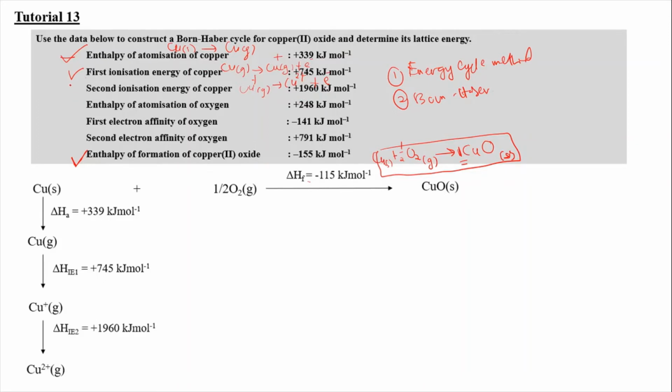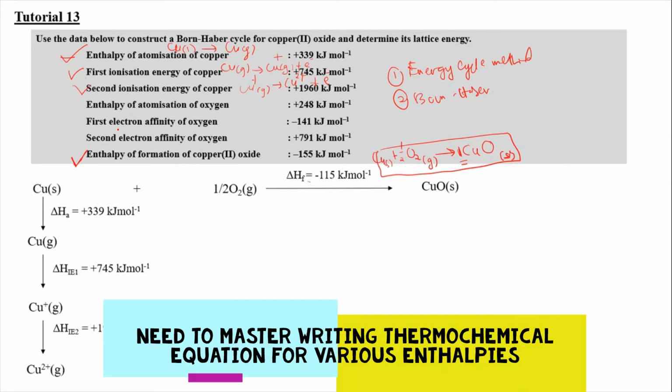All right. So from the first 3 or 4 steps here, you will realize that it is so important to know the thermochemical equations, and you need to master writing the equations for the various enthalpies that we have learned in subtopic 1.1 part 2. So enthalpy of atomization, enthalpy of formation, first electron affinity. You need to be able to define and write the equation.